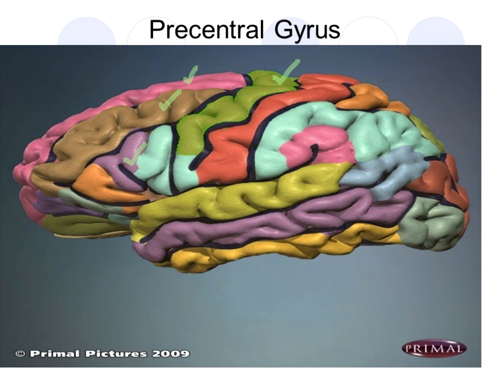Opercula triangularis, orbitalis, and... I can't think of the other one. Triangularis, orbitalis, and what's the other one, guys? I can't remember. Well, I'll pull it up because I just went blank. Oh, pars opercularis. Yeah, pars opercularis, pars triangularis, and orbitalis. Okay.